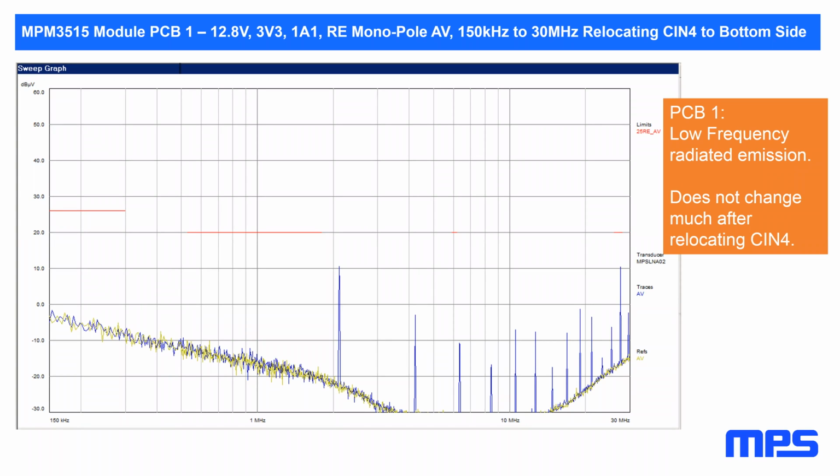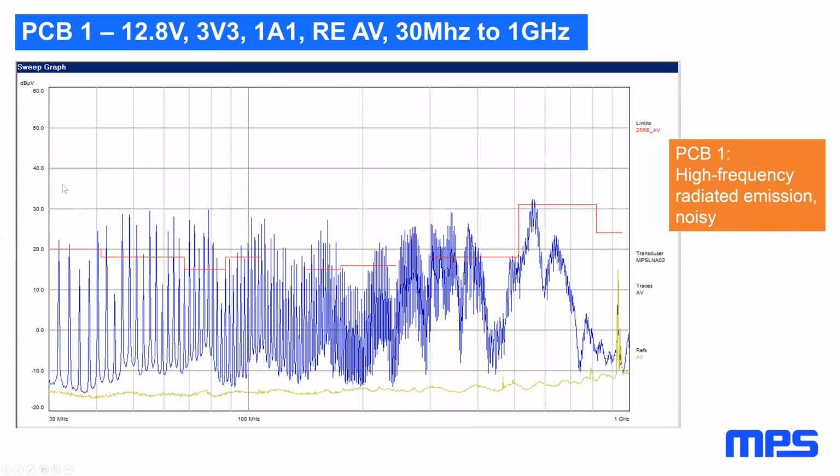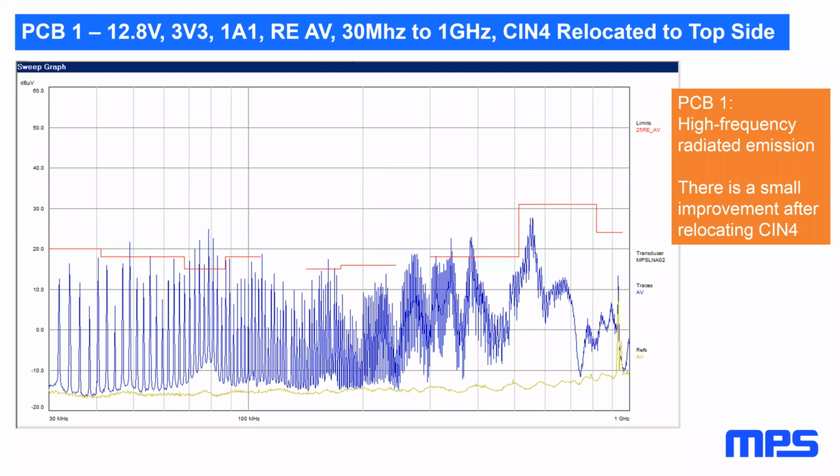Also, where we locate the scene4 doesn't matter much on the low frequency side, on the monopole thing. If we look on the high frequency side from 30 megahertz up to 1 gigahertz, you see now that the thermally optimized design gets, I would say, sort of noisy in the 30 dB microvolt. And so you get a lot of radiated emissions. And if you relocate Xene4 to the top side, now you get a lot of improvement.